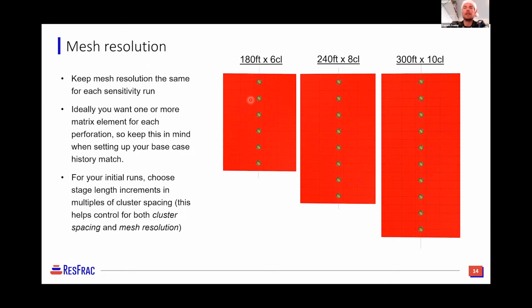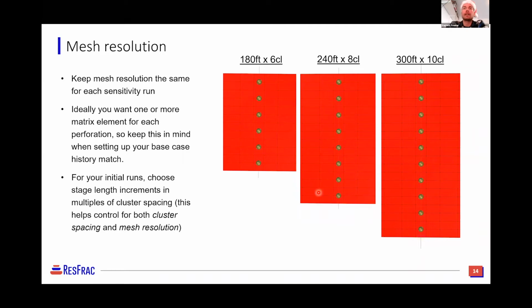And so this may be my initial sensitivity run, where I look at 6 clusters at 180 feet or 240 feet at 8 clusters and 300 feet at 10 clusters. But in all of these, my cluster spacing is 30 feet and my mesh resolution is the same, right? 15-foot mesh resolution along wellbore strike. And what this allows me to do is to specifically look at the impact that stage length has on performance.